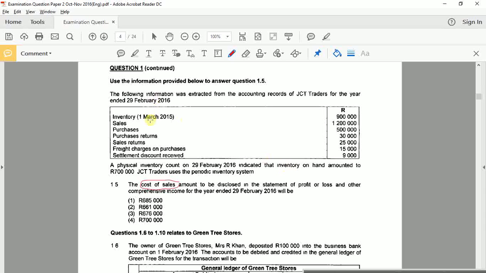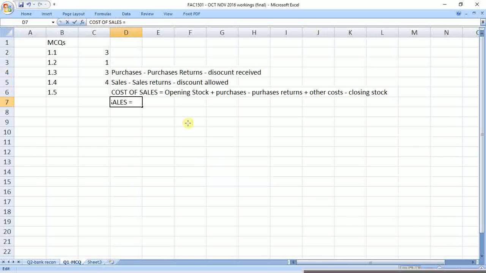$900,000. First of March. 1st of March is what? Opening, because it's the last year. Yes, it's the 2015. The year is what I'm looking at. So 2015 would have been the beginning of this year, end of last year. Okay, so yes, happy with 900.